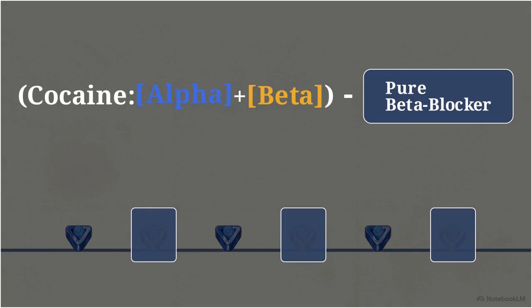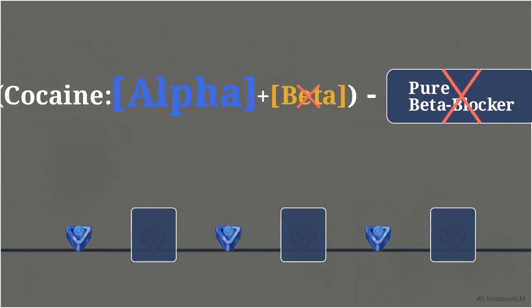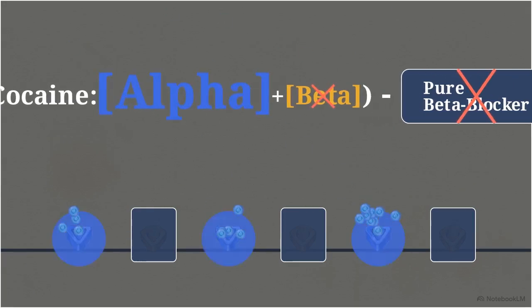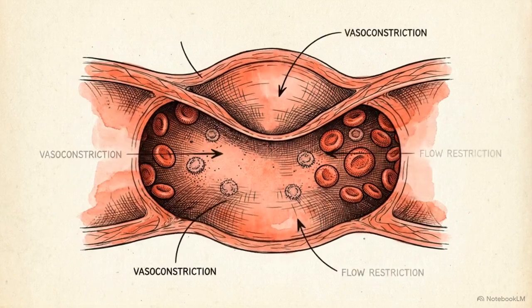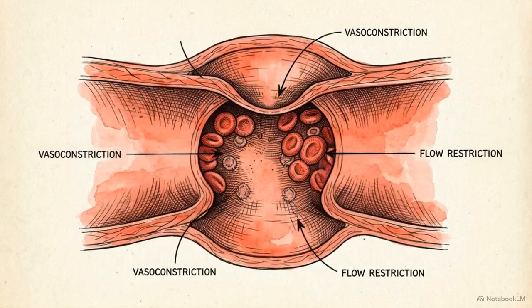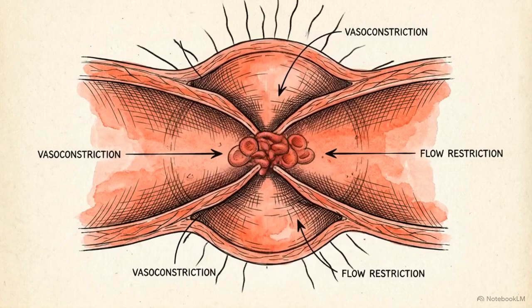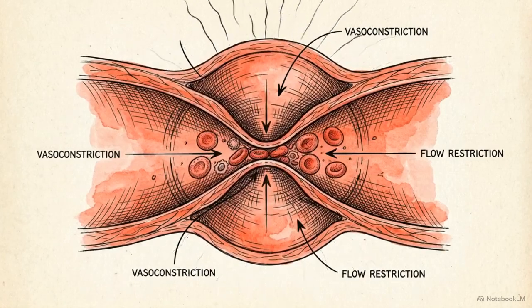By blocking only the beta receptors, you leave the alpha-1 signaling completely unopposed. The Gq pathway fires with nothing to balance it. The result is runaway vasoconstriction, leading directly to a devastating hypertensive crisis and stroke.